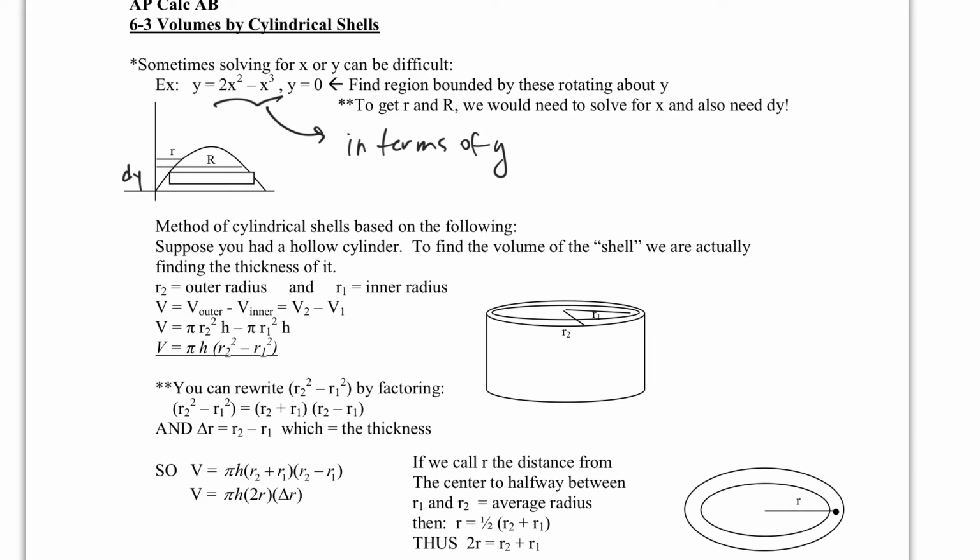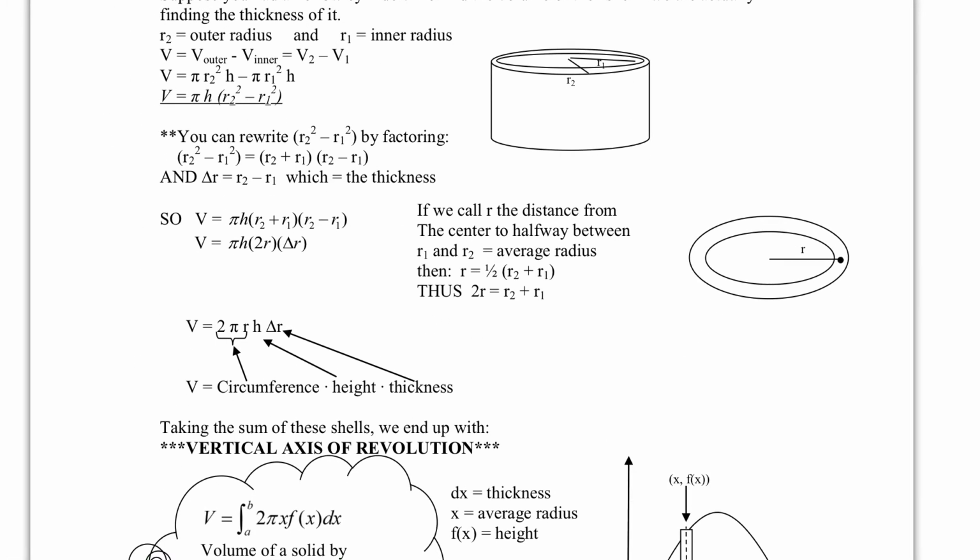Okay, so let's continue on, and we're going to rewrite this. Here's what we're going to do. You have r2 squared minus r1 squared, and I'm going to factor this. That's the little trick. All I do is factor this, and I end up with r2 plus r1 times r2 minus r1. r2 minus r1, though, is that delta r, which is this thickness. The second radius minus the first radius, that's just this thickness, that delta r that we're going to call. So that's my thickness.